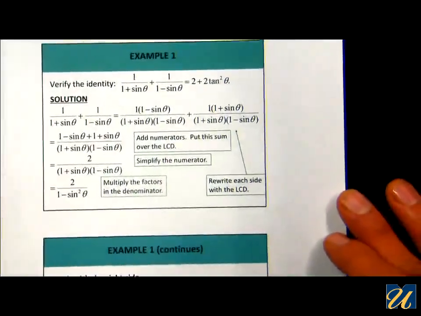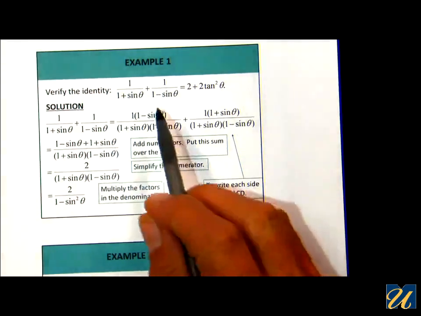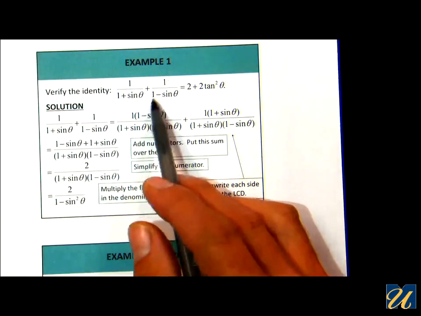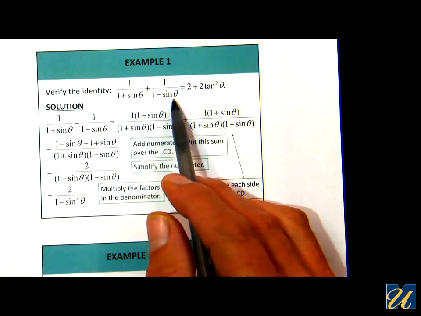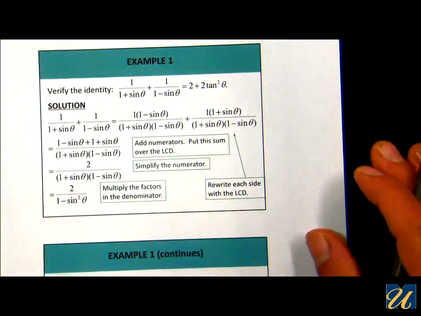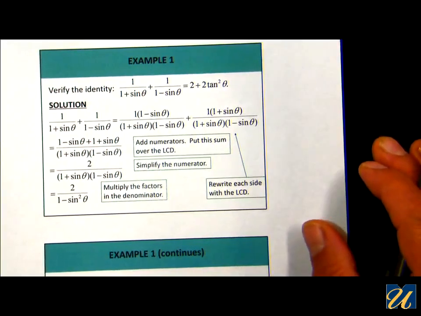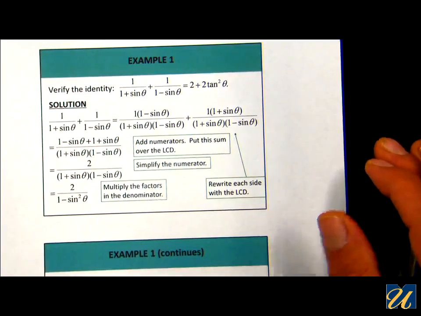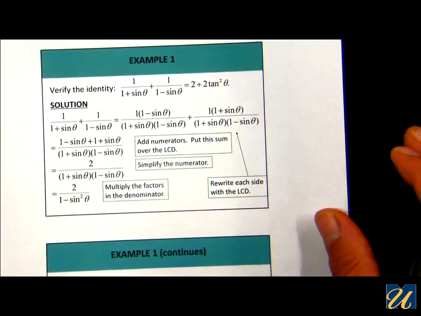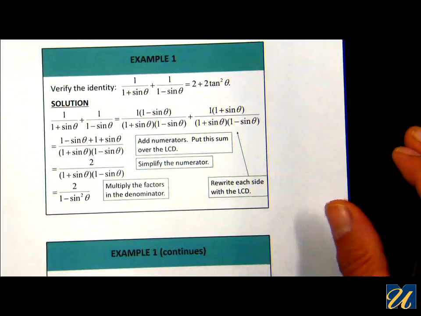So over here in the PowerPoint, here's our identity that we have to verify. 1 over 1 plus sine theta plus 1 over 1 minus sine theta is equal to 2 plus 2 tangent square theta. It's a big beast. Okay. Hard to say which side's the more complicated, but you could say, well, which side do you see something that you know how to do?